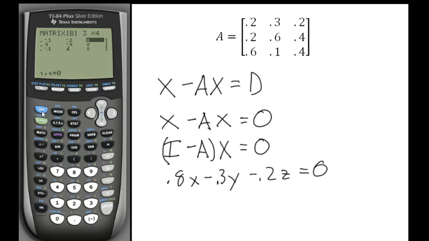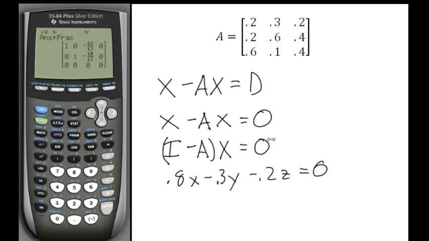We'll do that the same way we've done in the past. We'll use the RREF function, reduced row echelon form. To do that, we hit second and then matrix, go over to math, go down to RREF, select that, and then select matrix B. We're always going to get some decimals here, so if we hit the math button and then select fraction, we get some more manageable fractions.